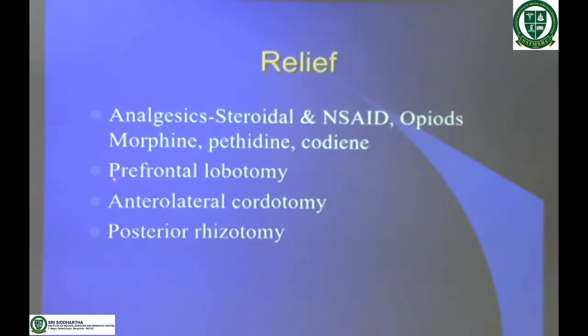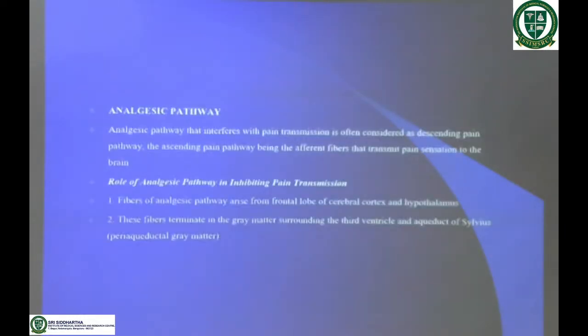Then, if the pain is severe, like phantom pain or any pain which is deep, that can be removed by prefrontal lobectomy, where the frontal lobe is recognized for that pain. Then anterolateral chordotomy, then posterior rhizotomy. These are the surgical methods of removal of a pain, but this is the one which is usually done for milder ones.